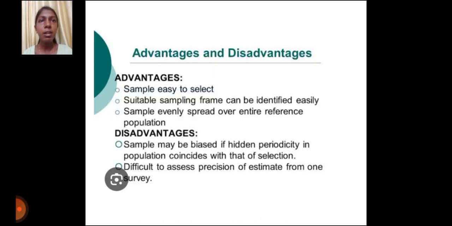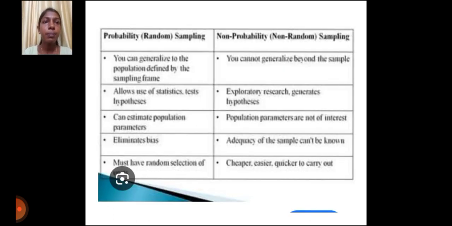In sampling methods, we also have some advantages and disadvantages. First, the advantages: it is easy to select, a suitable sampling frame can be identified easily, and the sample is evenly spread over the entire reference population. Some disadvantages are that the sample may be biased if hidden periodicity in the population coincides with that of the selection, and it is difficult to assess the precision of the estimate from one survey.